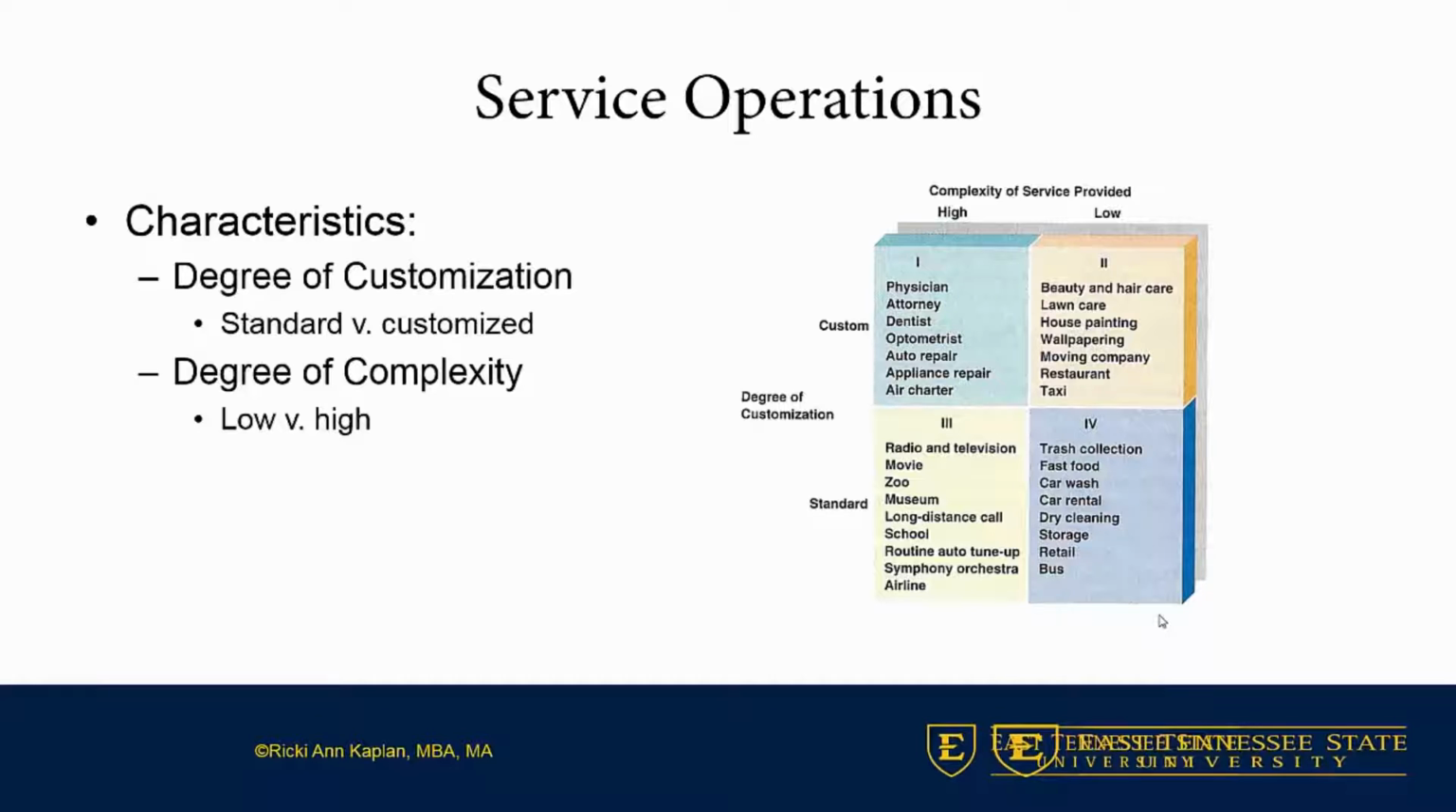Complexity is high or low. High complexity is your physicians, your attorneys, your dentists. High complexity is schools. It is symphony orchestras, people who are trained to do specific items. Lower complexity is restaurants, taxi service, car washes, car rentals, storage areas, trash collection, painters. These people do not need as much education and background in certain areas, therefore the complexity is lower. So service operations are characterized by customization and complexity.